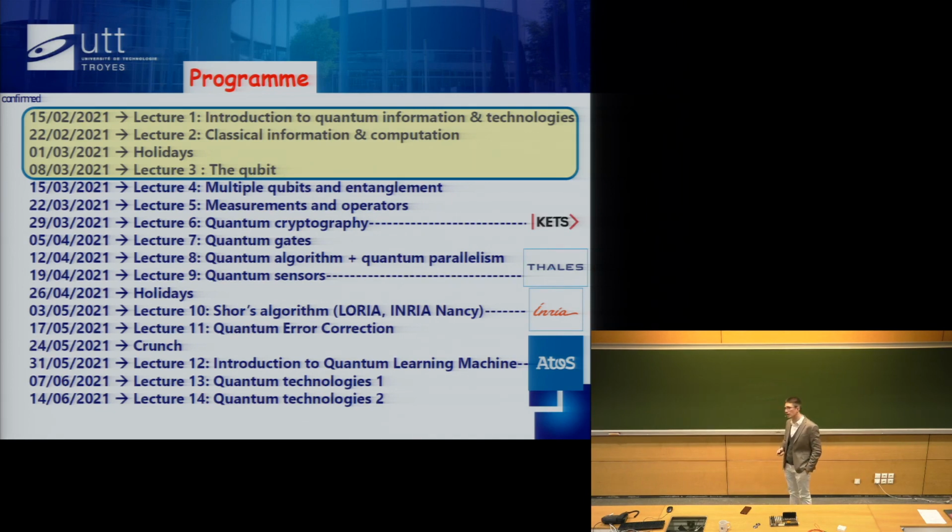And then you see all the other topics that we will talk about, so multiple qubits and the notion of entanglement, very important. The notion of measurements and operators, which is more of a quantum mechanics, quantum physics notion, but we'll come back to that. Quantum cryptography, quantum gates, quantum algorithm, quantum sensors. So you will see that these topics seem to be unrelated, but they are, and I'll tell you how later on. Quantum error correction as well, very important.